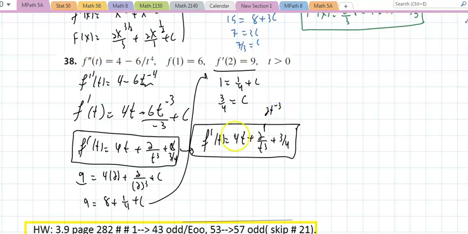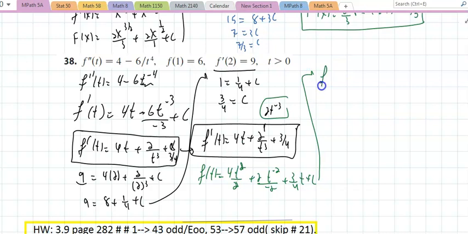If I take another antiderivative, add 1 to the power, divide by that, add 1 to the power, divide by that, 3/4 t plus c. You could call it d if you wish. So I'm looking at f of t equaling 2t squared minus 1 over t squared plus 3/4 t plus c.